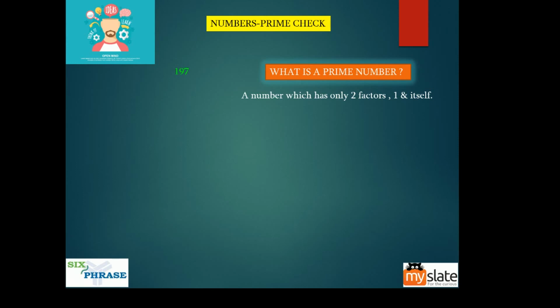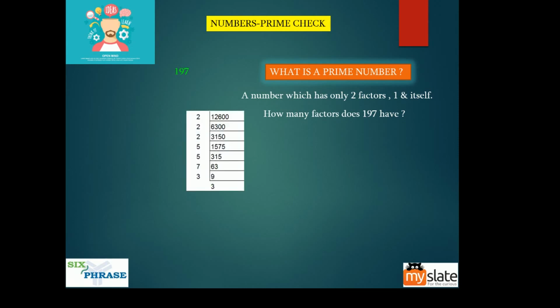Now, how many factors does 197 have? That is what you have to check, right? If you find that there are only 2 factors, 1 and 197, then you can say it is a prime number. Or if you find any other factor other than 1 and 197 for 197, then it means it is not a prime number. Okay, so how do you find factors or the number of factors? If the number of factors is 2, it is a prime number, right?